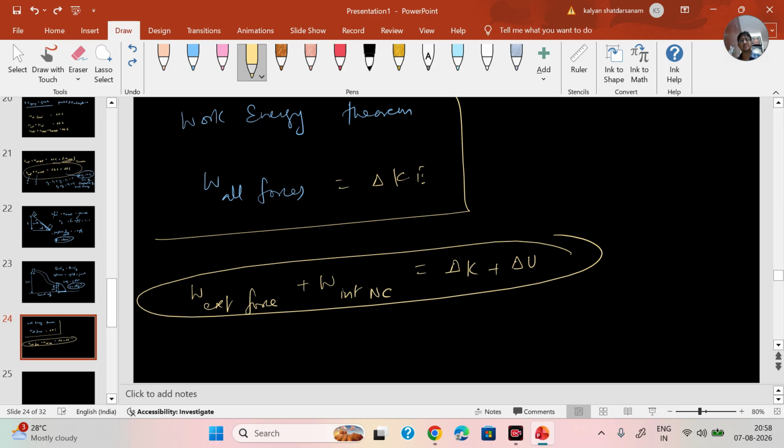So these are the theorems which we will use to solve many more problems in our next class. Our next class will contain only problems now. The theory part of work energy is over. I am left with power. Okay, I will define it here.